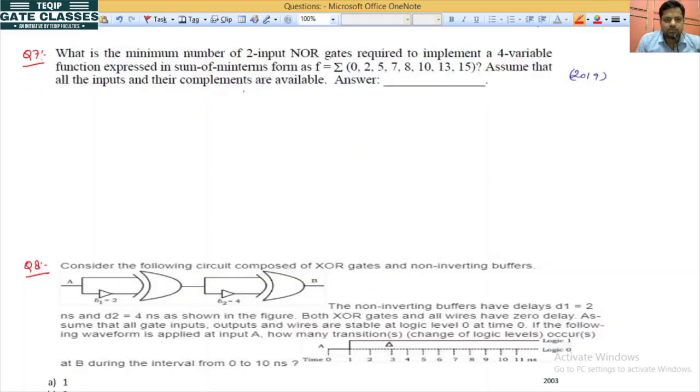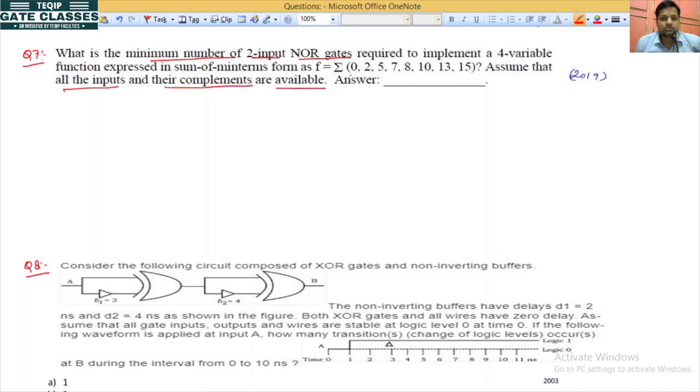In question 7, again it is asked: the minimum number of 2 input NOR gates required to implement a 4 variable function expressed in sum of minterm form as f equal to this. Sum of minterms is given. Assume that all the inputs and their complements are available.